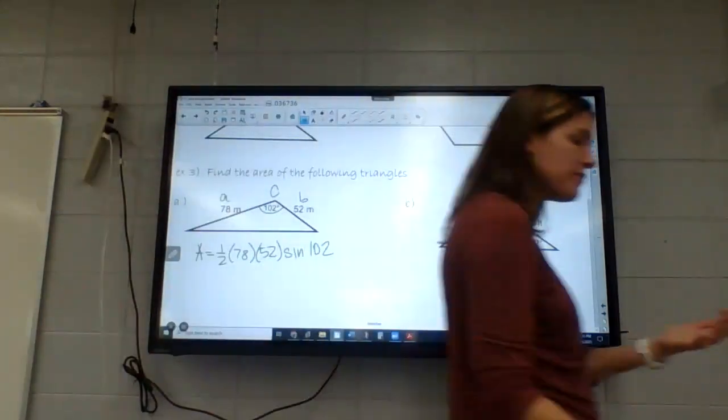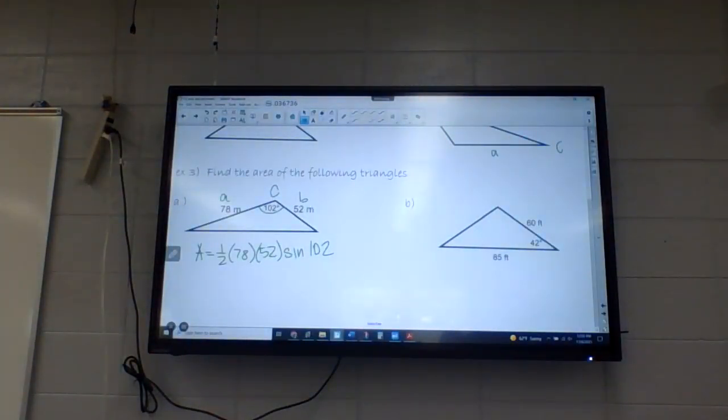And the reason why we have to use this sine is because that's the opposite side that we're looking for. We're trying to figure out the side that's opposite that, essentially.